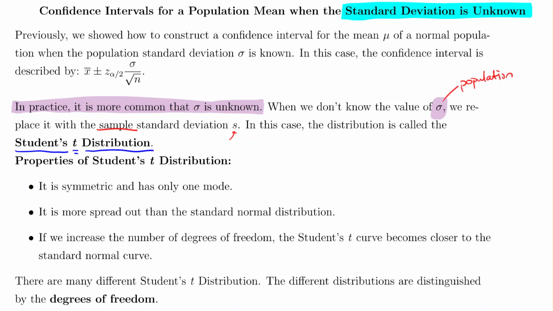Now, here are some properties of the student's T distribution. First, it is symmetric, and there is only one mode. However, it is more spread out than the standard normal distribution, so it's not standard normal. But if we increase something called the degrees of freedom, the student's T distribution does become closer to the standard normal curve.